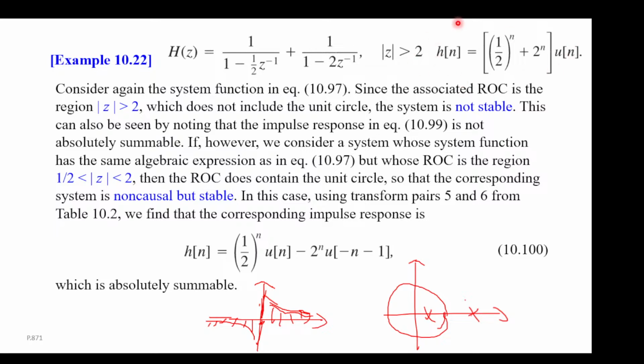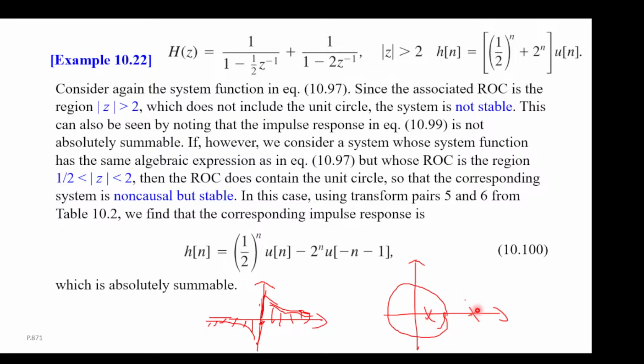The system associated with this impulse response is unstable. Now we can think about this algebraic expression, which has a pole at 1/2 and a pole at 2, and which ROC will make it stable. It basically has three possible ROCs.